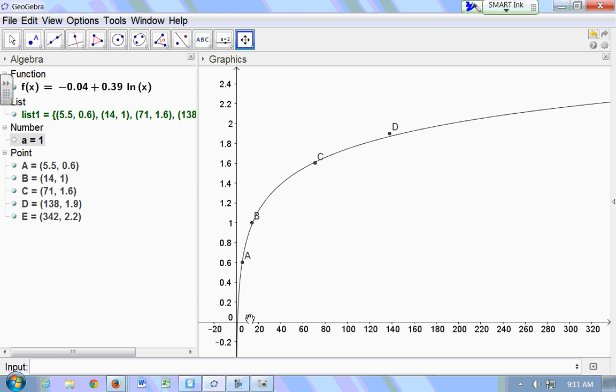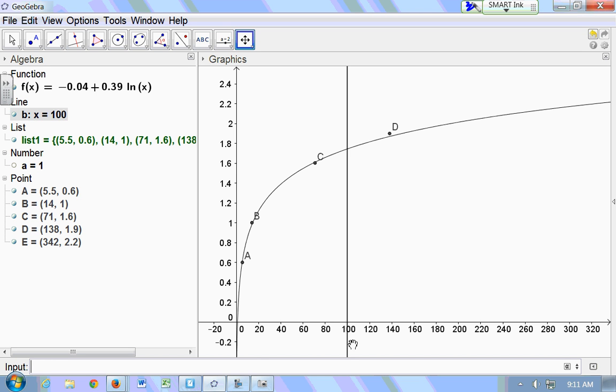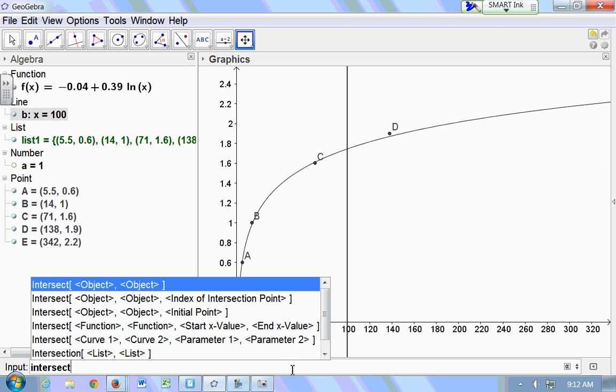So if I wanted GeoGebra to do that, I could graph a vertical line at x equals 100, right? And then what I want to know is the y value over here, right? Because I would like to know the coordinates of this point. When x is 100, what is the y coordinate on my graph? So I can find the intersection of these two. Intersect curve 1, curve 2. Let's try that.